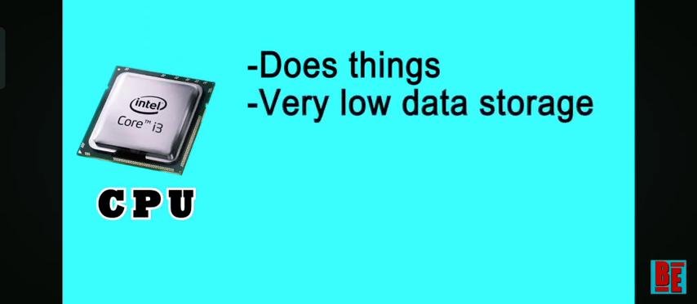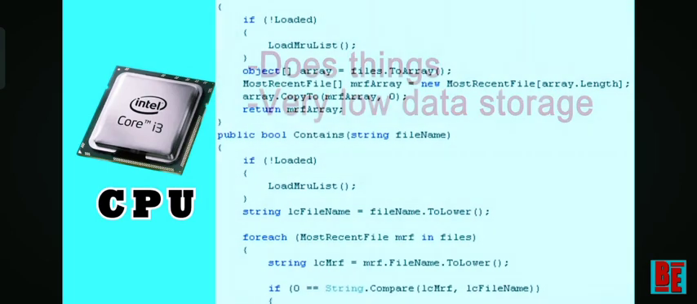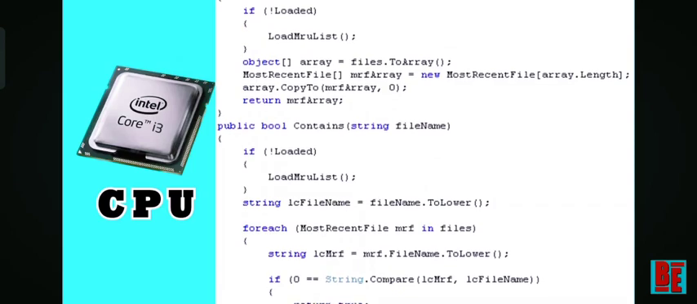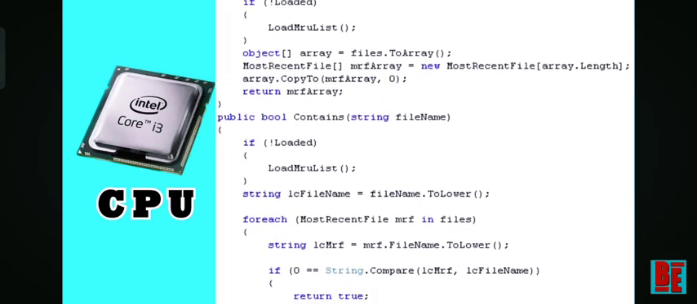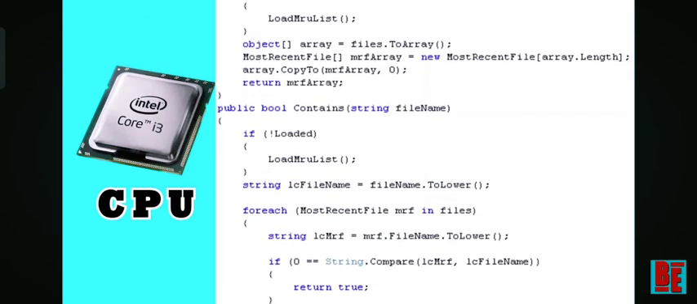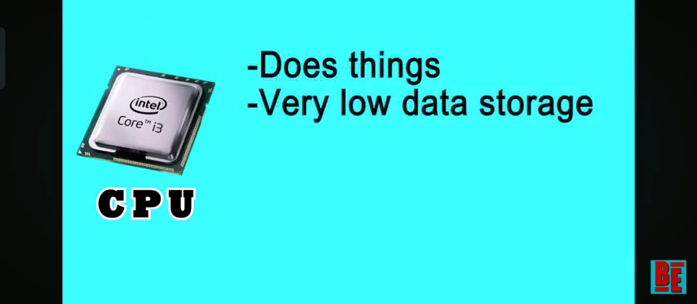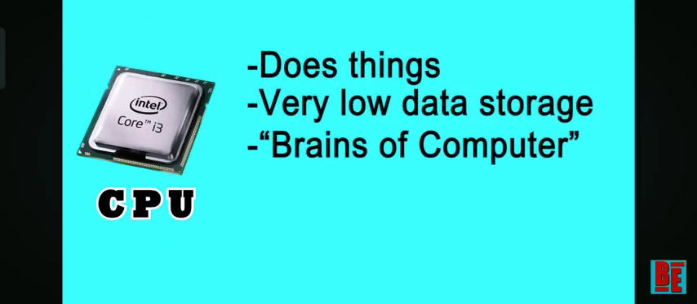The CPU is where your computer does things. It isn't really capable of storing very much data at all, but it's very good at doing things with data. Quickly reading it, arranging it, doing the type of quick and massive calculations needed to run your programs. This is where most of your programs are essentially run from. It's often referred to as the brain of the computer.